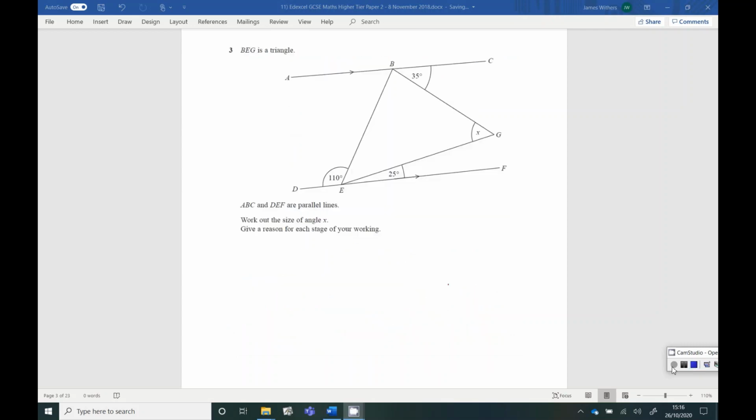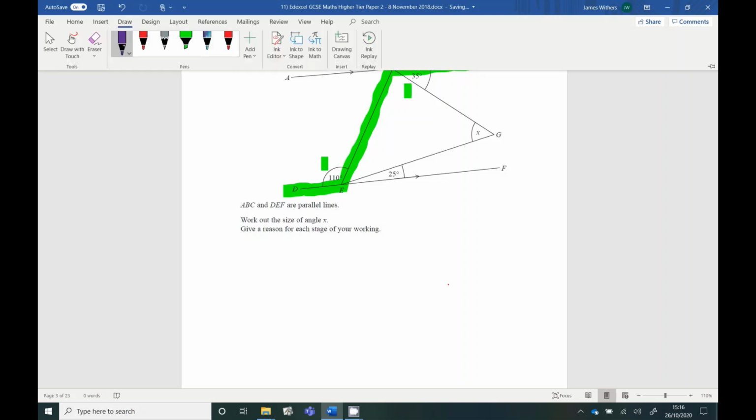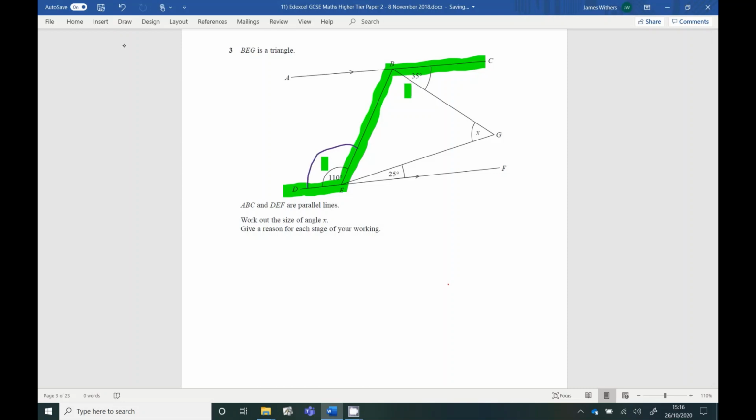Question 3, well, we need to work out the size of angle X, which is one of the angles in this triangle. So to do so, we're going to have to work out the other two angles in the triangle. So why don't we start with this angle at the top first? Now, we know from the Z angle rule, in other words, alternate angles are equal, that those two angles there should be the same. So that angle there, 110 degrees, is the same as that angle there, 110 degrees. So that's 110, that whole big angle.